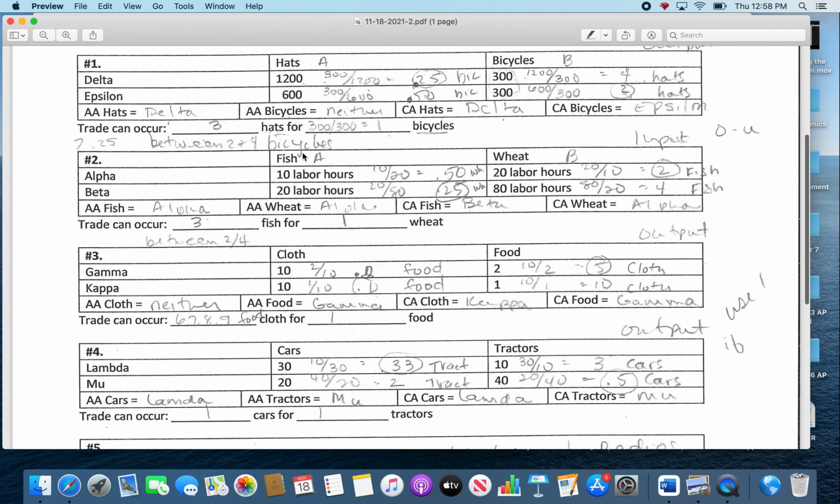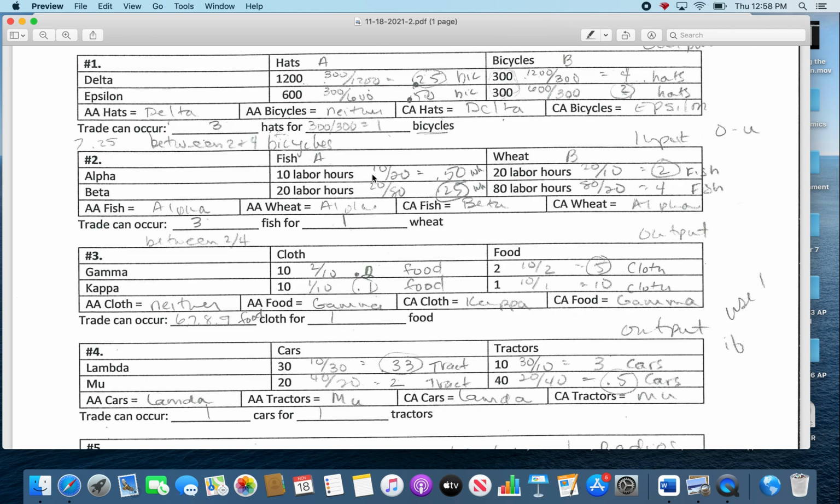Number 2, fish and wheat. You've got each one of these. This is an input, so output is going to go under. So what is the opportunity cost of producing fish? Wheat is going to go under: 10 over 20. For Beta, it's going to be 20 over 80. And then we're going to flip that to 20 over 10, 80 over 20. We're going to do the math here.